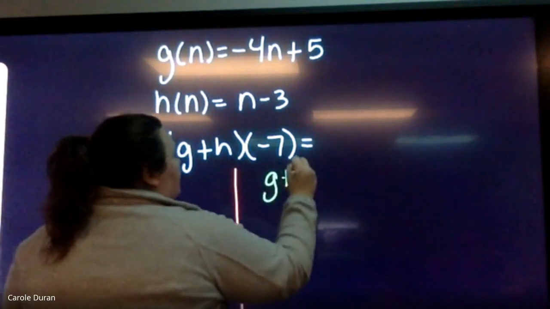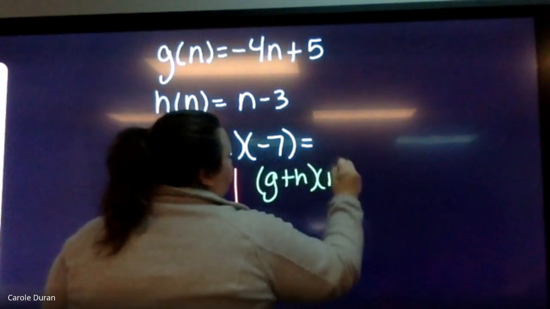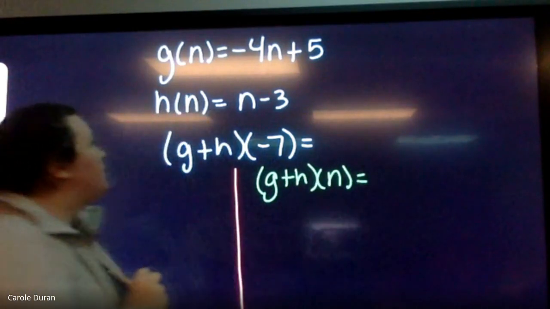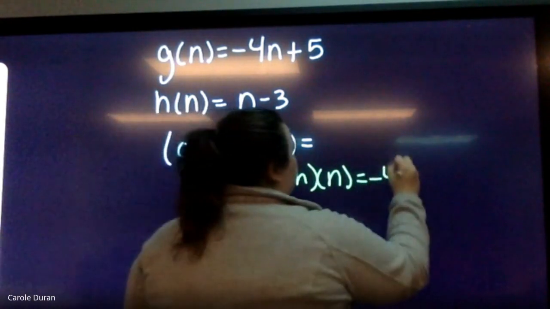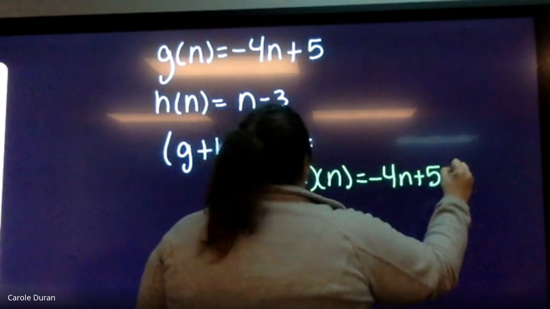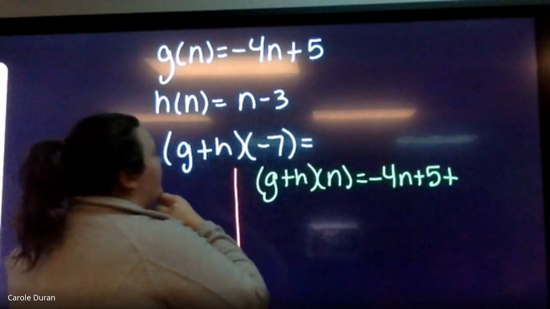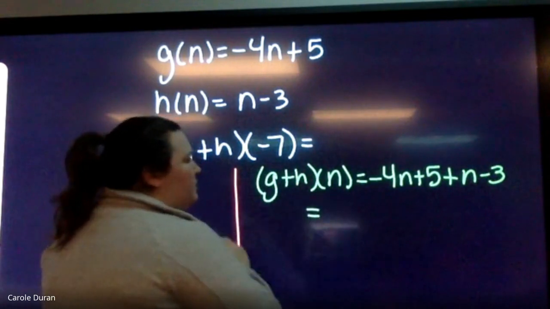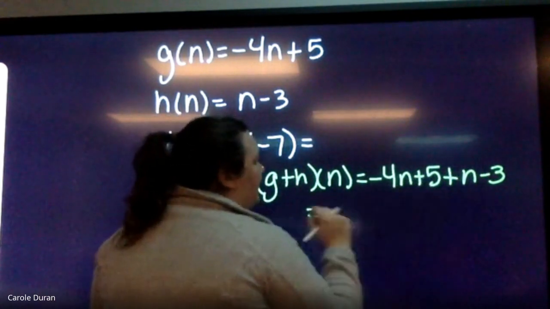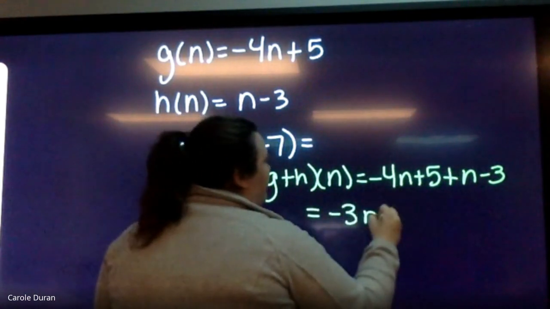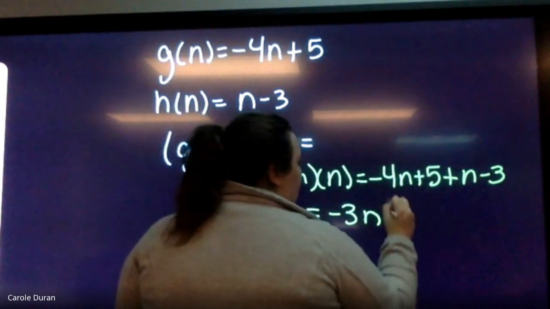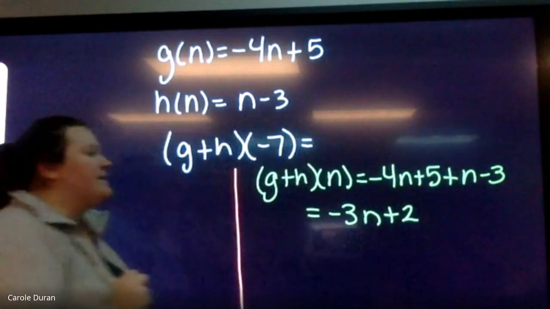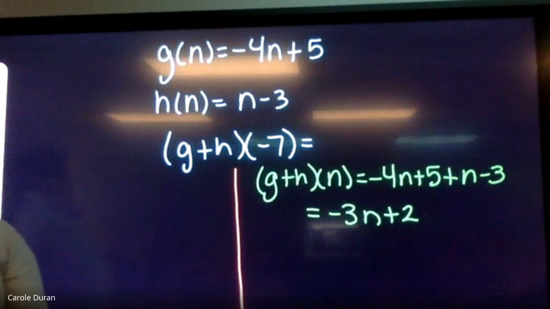So I'm going to do g plus h of n first. When I do, I'm going to have negative 4n plus 5 plus my h function, n minus 3. I'm going to simplify. I can put negative 4n and n together to get negative 3n. 5 minus 3 then is positive 2. So that simplifies to negative 3n plus 2. Do we all see how that happened?